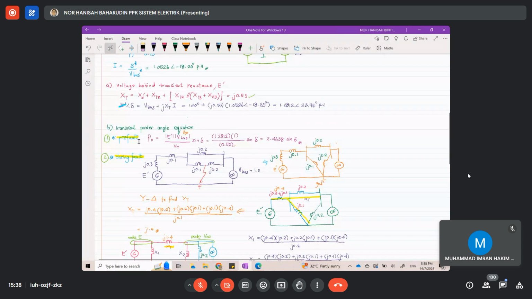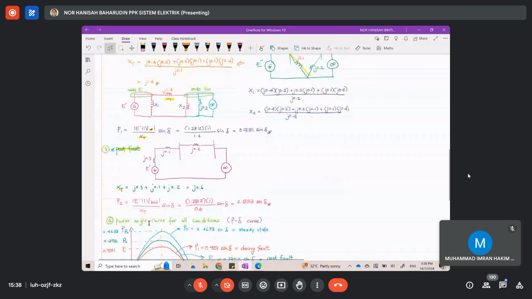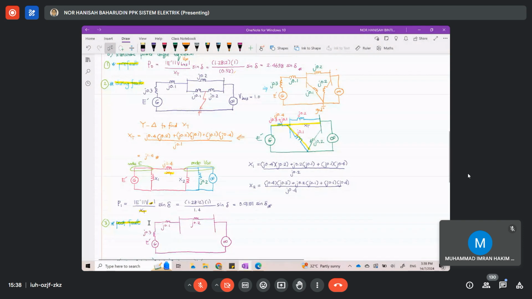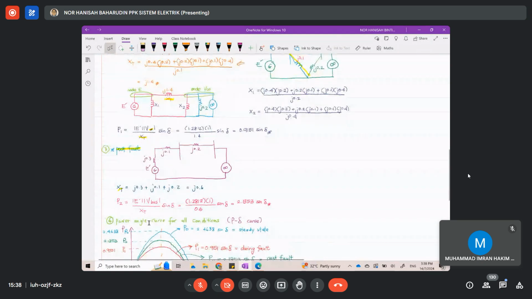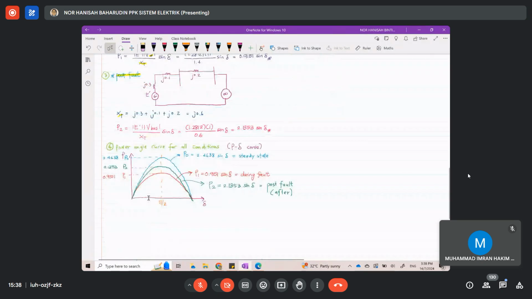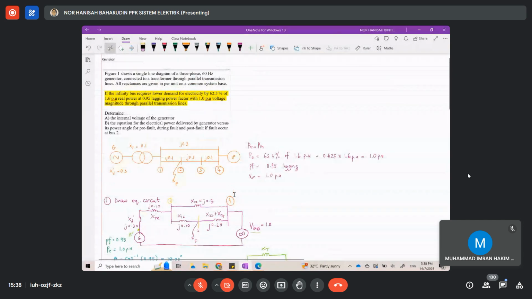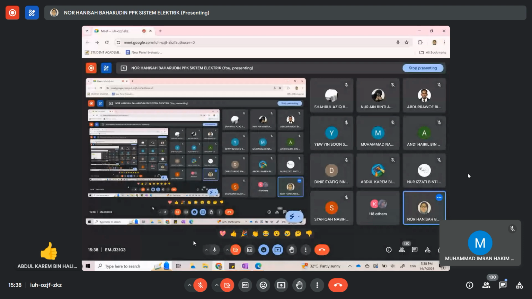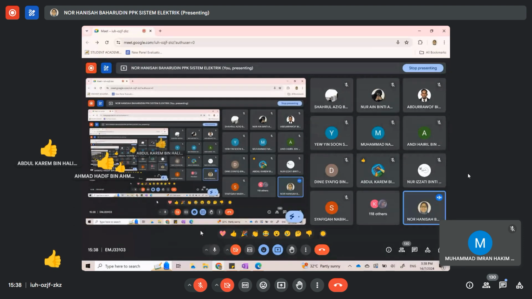What is your pre-fault? Again, you can use this for your pre-fault calculation, during-fault calculation and post-fault condition. So you are going to get the power angle curve for all conditions. Do you have any question here, student? Do you understand? Alhamdulillah.